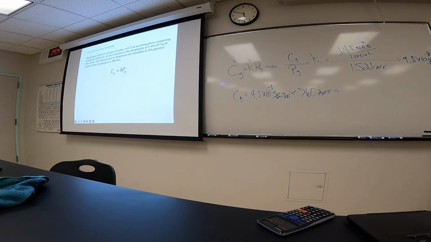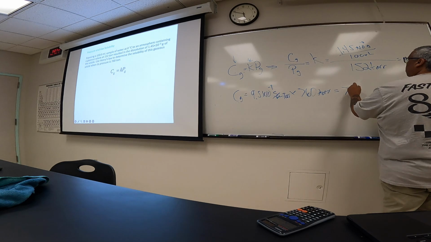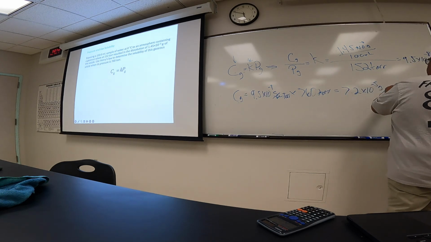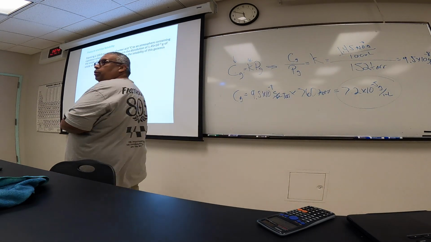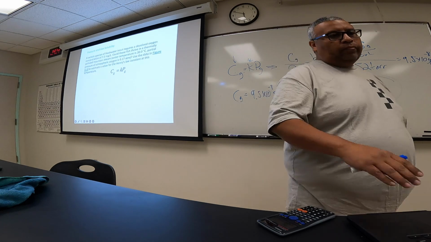So what is our final answer there? What is it? I'm sorry? 7.22 times 10 to the minus 5. So 7.2 times 10 to the minus 5 grams per milliliter. All right.